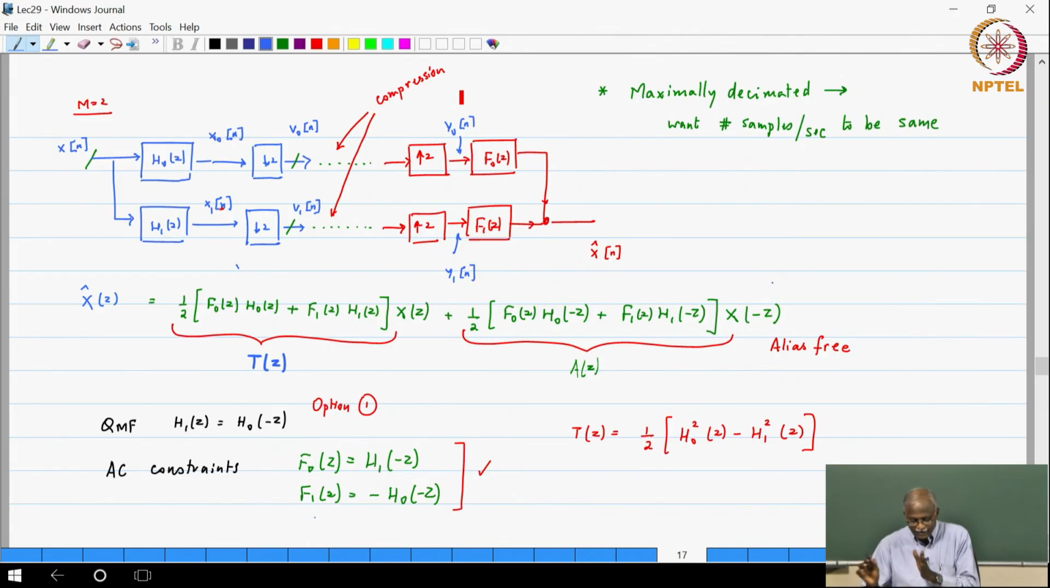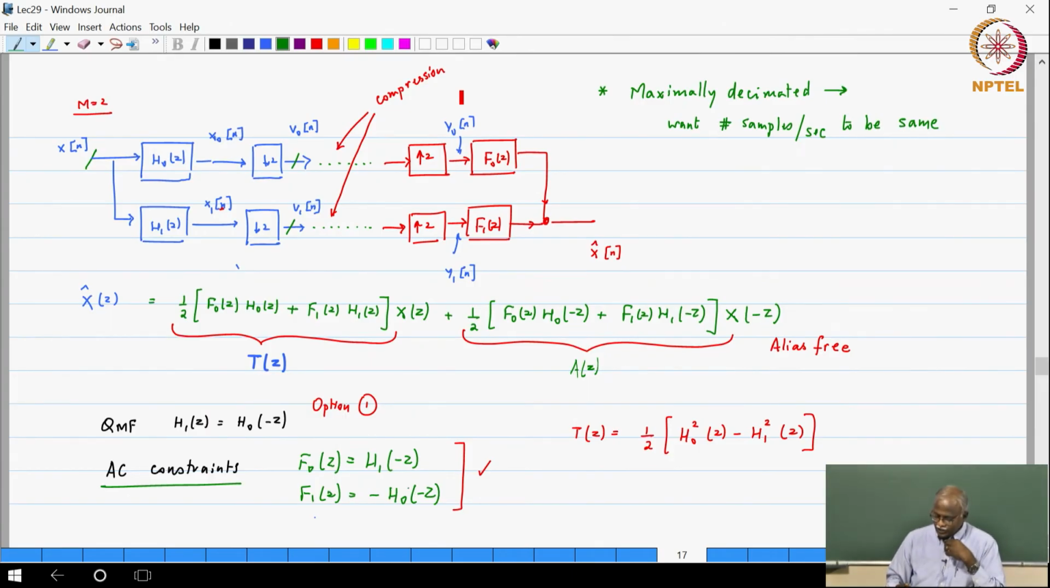Now, X of minus z is the aliased version of the input signal, and the goal is to get rid of any contribution of X of minus z. So the alias cancellation constraint, more or less universally consistent, would be F0 of z equal to H1 of minus z. F0 should be a low pass filter, H1 is a high pass filter, so minus z is the shifted version, which will become a low pass filter. Intuitively, that is a sanity check. Similarly, F1 of z is H0 of minus z with a minus sign. The minus sign is deliberately there to get alias cancellation.